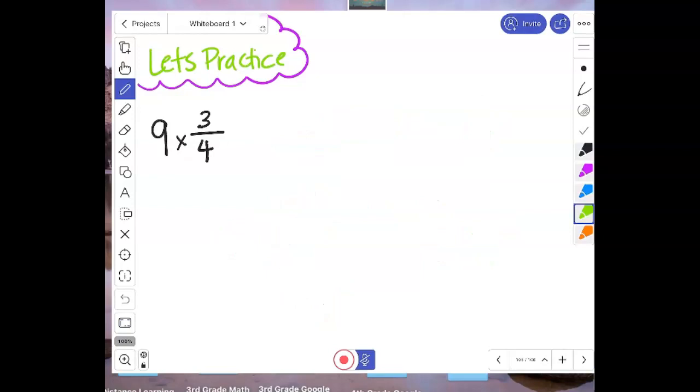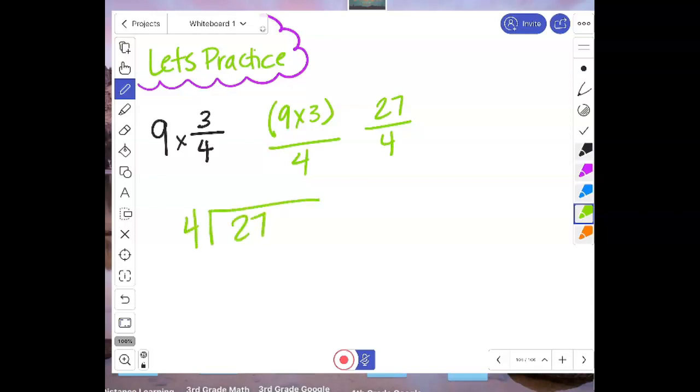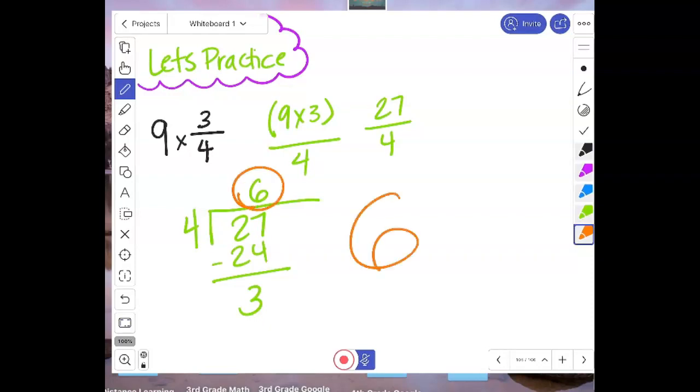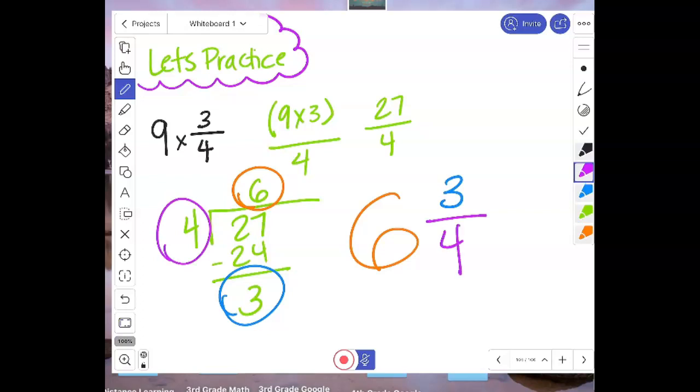Let's do another one together, and then you'll do one by yourself. So I know this is going to be 9 times 3 over 4. That's 27 fourths. So I divide. 4 goes into 27. Pause right now, work it out yourself. So if you did your division, this is what you should end up with. So now we just need to move the answers to the right places. Quotient becomes whole number. Remainder becomes numerator. Divisor, denominator. So 27 fourths is the same thing as 6 3/4.